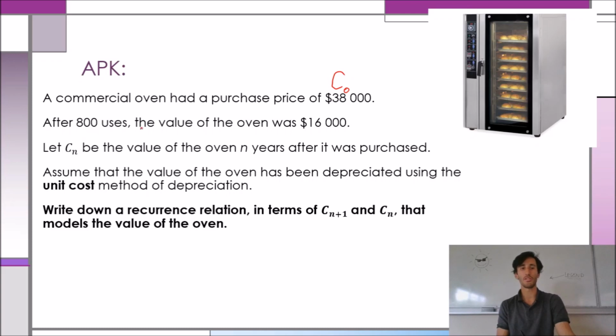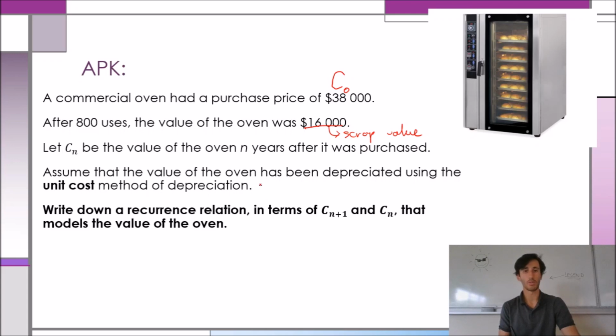After 800 uses, the value of the oven was $16,000. That's called our scrap value. And we've got 800 uses here. Well, I'll show you guys how to use that in a second. Let Cn be the value of the oven n years after it was purchased. That's why we're using C rather than V. So assume that the value of the oven has been depreciated using the unit cost method of depreciation.